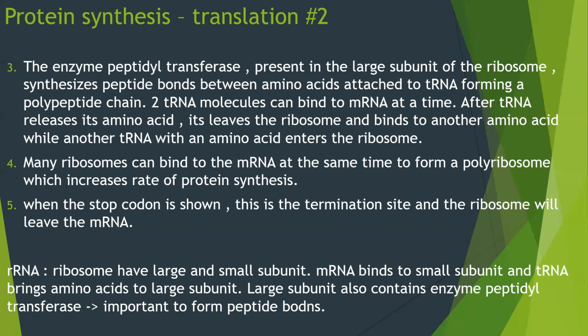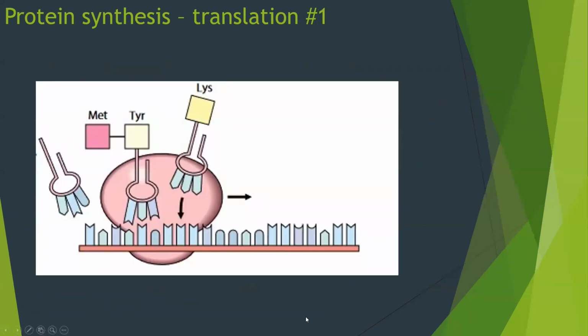And the large subunit will also contain this enzyme, peptidyl transferase, which is important in forming peptide bonds. This is spelled wrongly, so it's meant to be peptide bonds. So let's look at this image. Peptide bonds being formed here, tRNA will release its amino acid and leave. Ribosome will move ahead to expose another 3 bases.